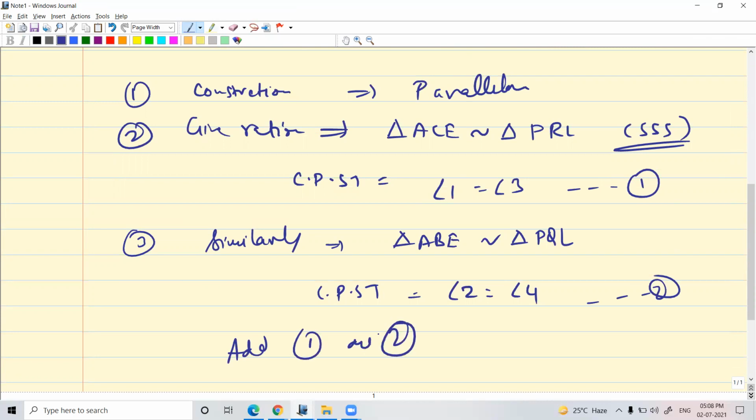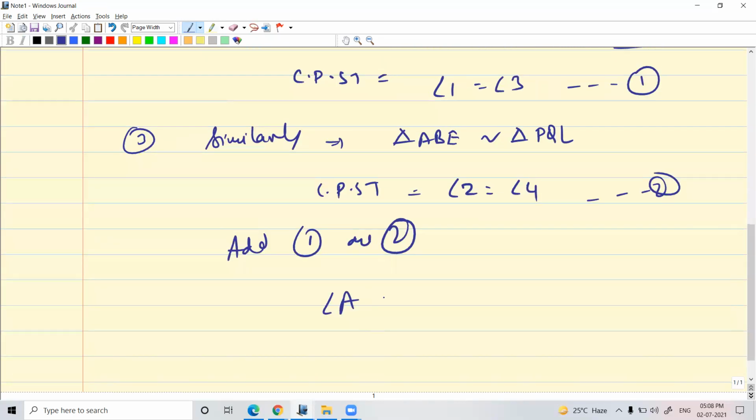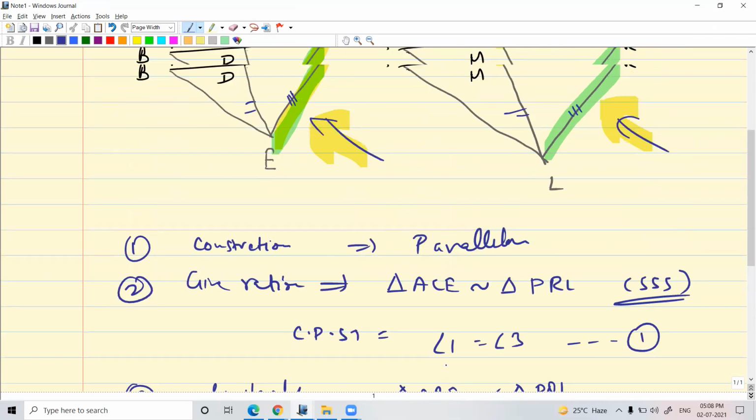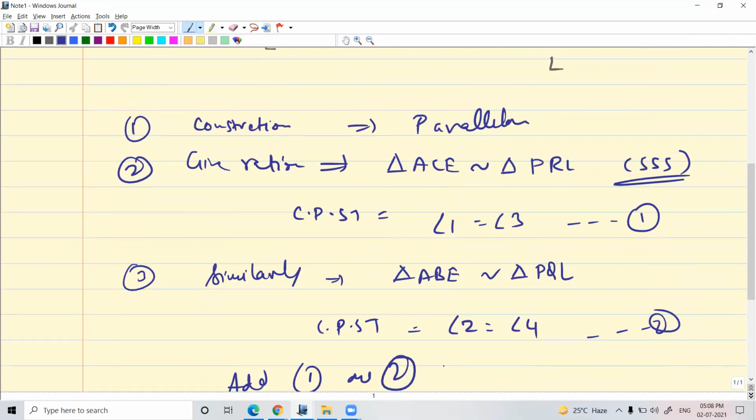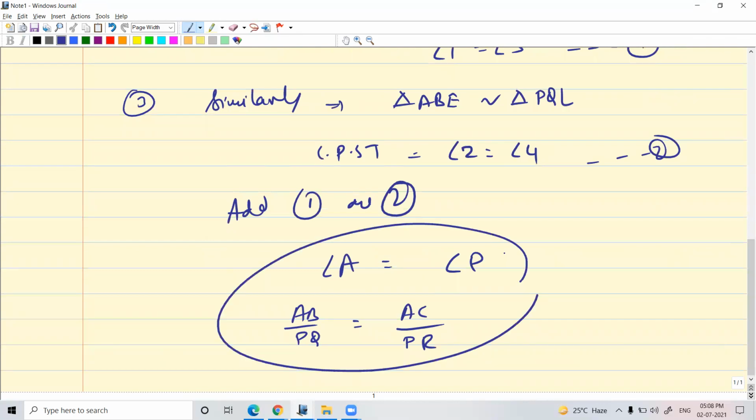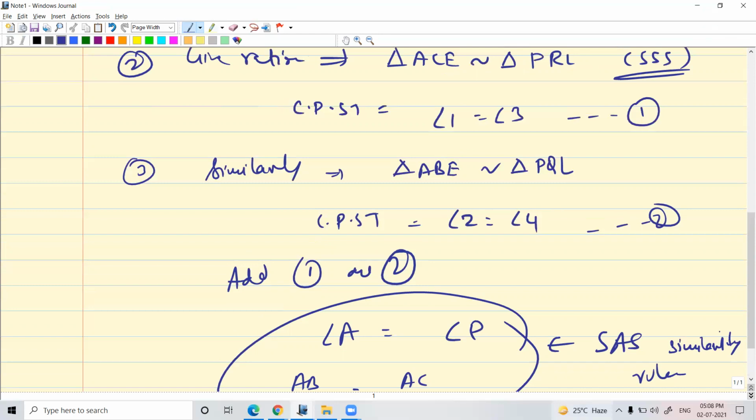Add 1 and 2, and you get angle A is equal to angle P basically. So I'm writing in short over here, but you write the full names, okay? And then it was already given that AB by PQ is AC by PR. When we combine these two results, it becomes SAS criteria. And triangle ABC becomes similar to triangle PQR. That is all you have to do.